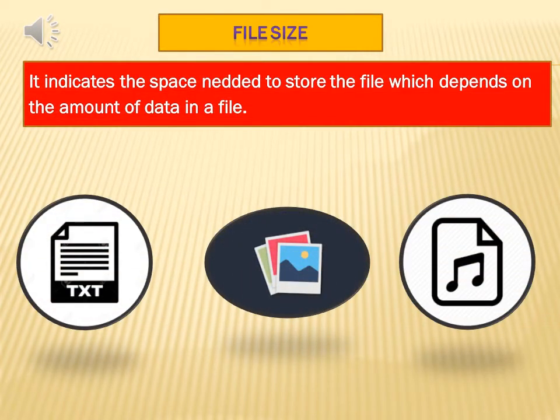Now the next topic is file size. The binary system has a great impact on the sizes of files, which means the space needed to store the file. A text file takes less space as compared to pictures and music files. For example, a picture file may occupy about 1 to 2 MB of space, whereas a 3 minute music file may take 3 MB of space.